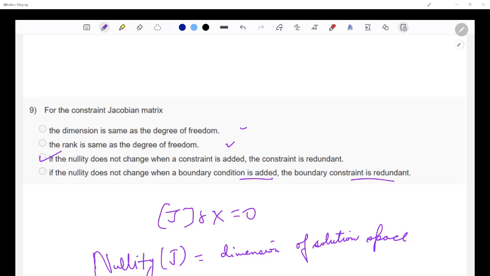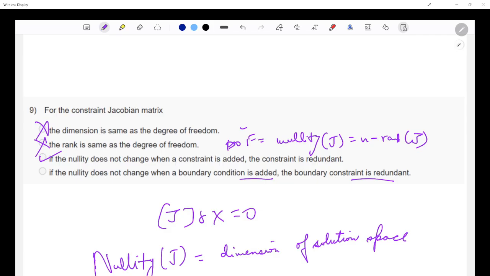Let's go with the other options. The first option is the dimension is same as degree of freedom. It's wrong because the dimension of the matrix is not equal to degree of freedom. Degree of freedom is nullity and not matrix size. So it is wrong. And then, the rank is same as degree of freedom. It is wrong because degree of freedom is nullity of J, which is n minus rank of J. Rank is not equal to degrees of freedom.